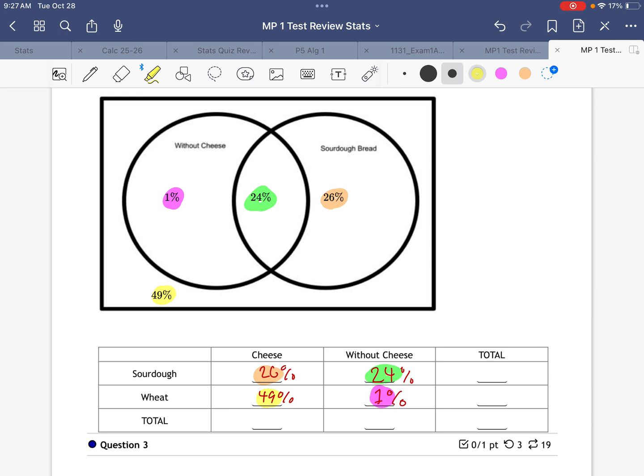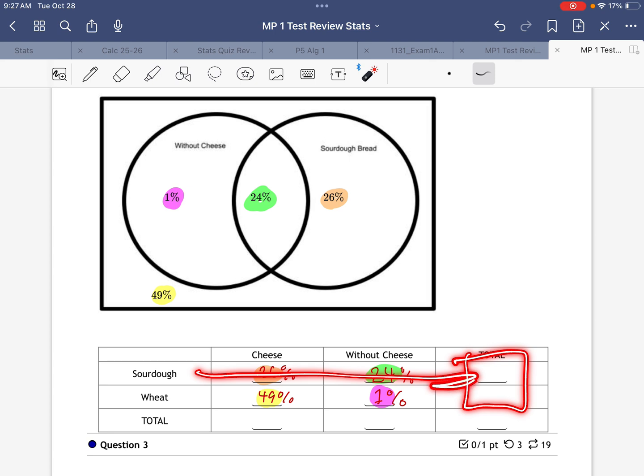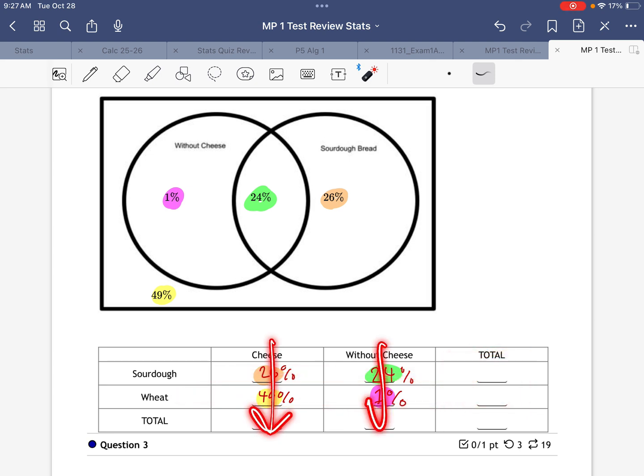If we're doing this correctly, the sum of the two totals for the rows should be the sum of the two totals for the columns. That's a way we can check these values. So here I'm adding up 26% plus 24% is 50%. 49% plus 1% is 50%. So together this should be 100%.